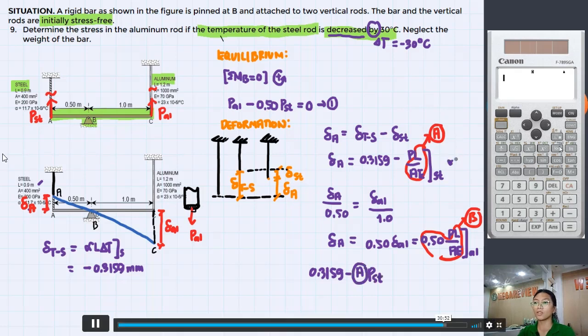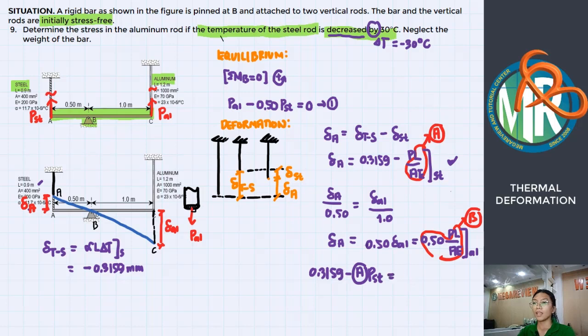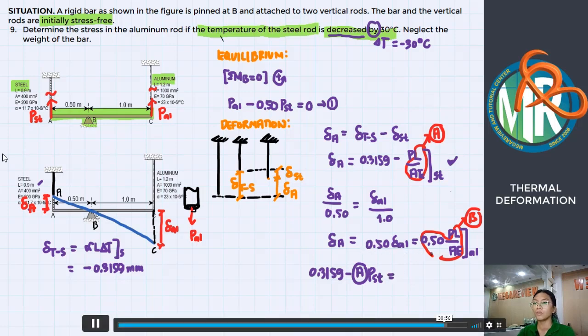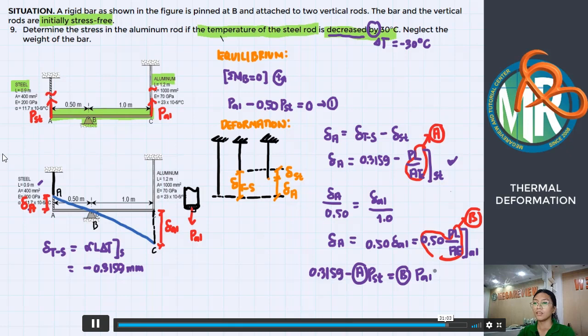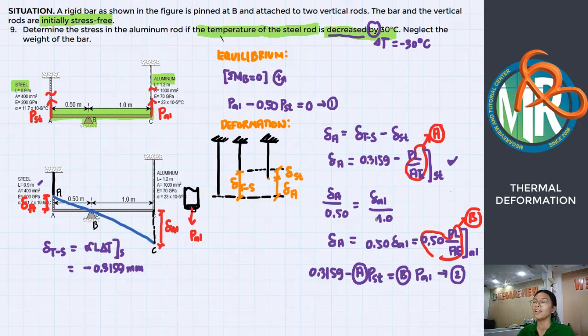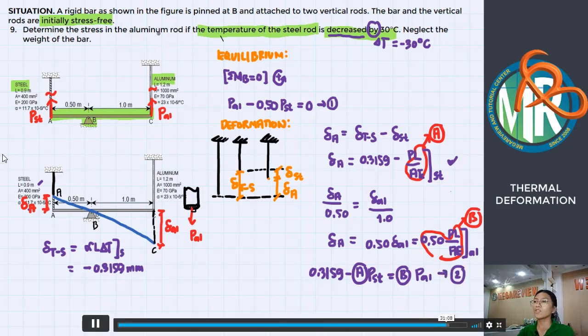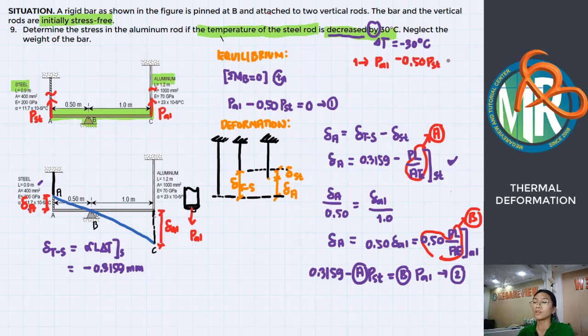Andito po ako sa equation na to. Equate natin sa delta A, which is this value, yung nakastore kay B times P aluminum. Tama? As you can see, you now have your second equation. Now, rewriting our equations, we have equation 1, that would be PAL minus 0.50 PST equals 0. This is from equilibrium equation. Second equation from our compatibility equation, i-rewrite natin po to.